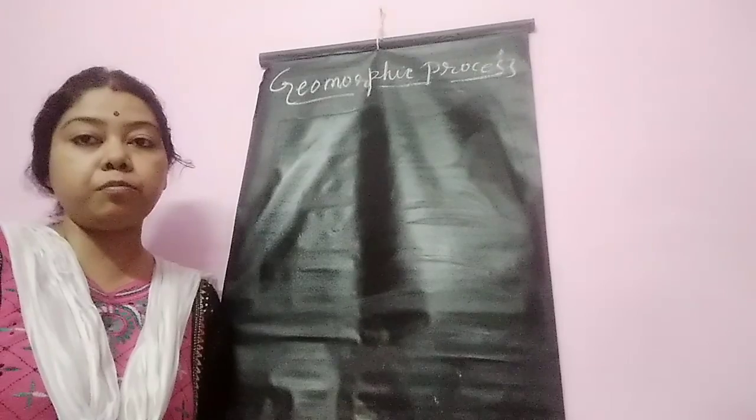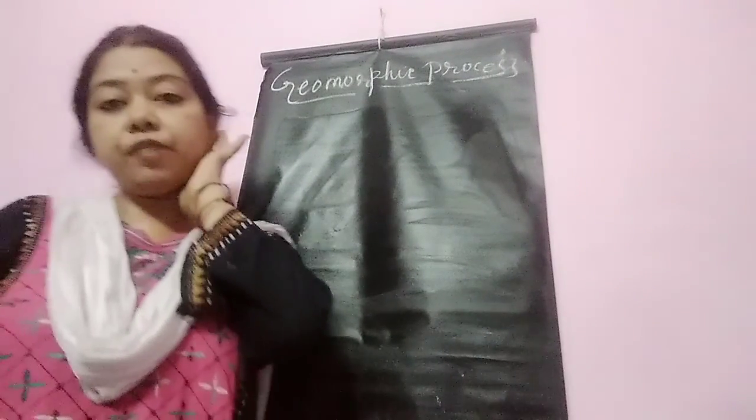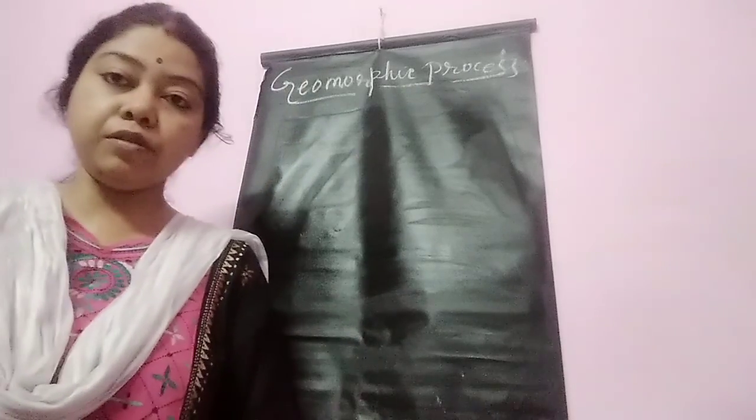Today we are in the second part of the chapter Geomorphic Processes and Landforms of the Earth. Open page 55. I will start from Fold Mountain.